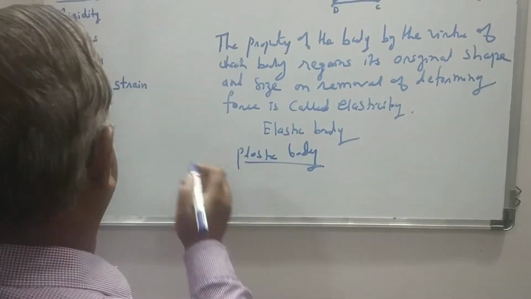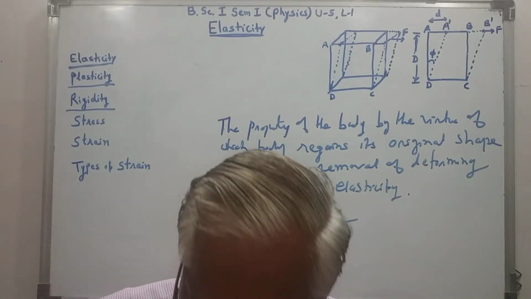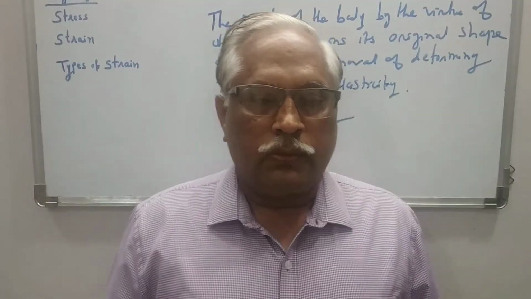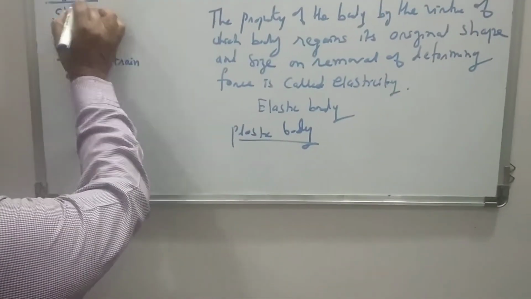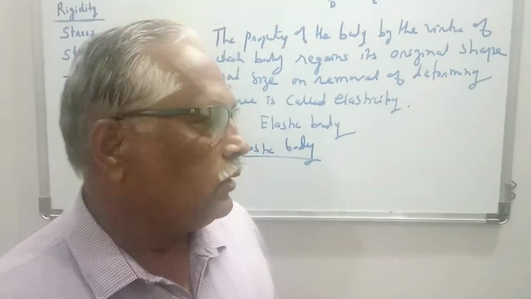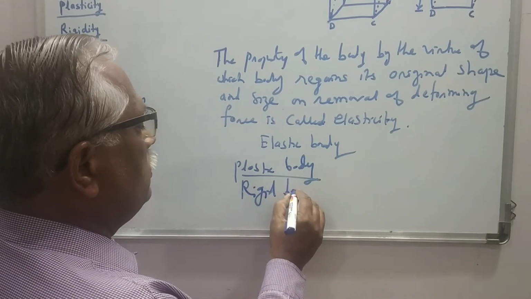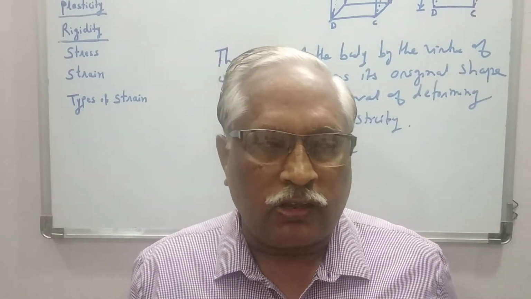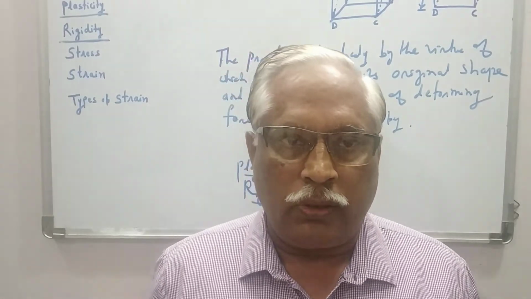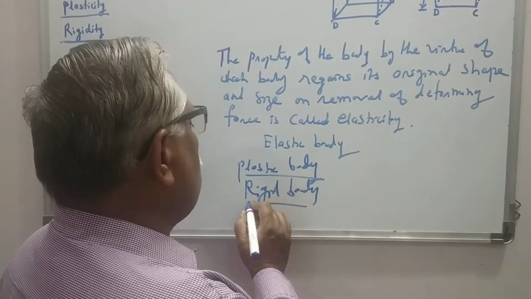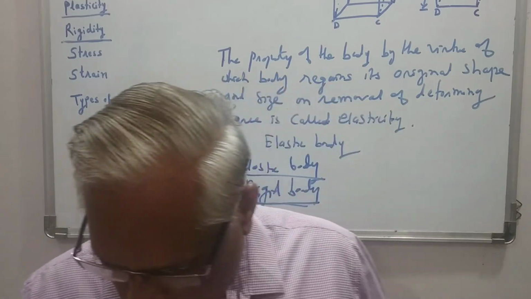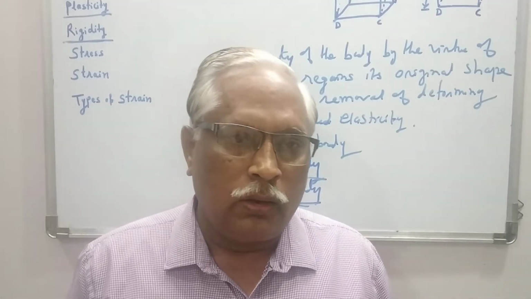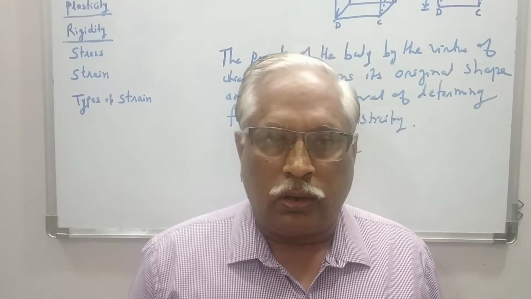Now let us discuss the concept of rigidity. If there is no change in shape or size of the body when external force is applied, then such a property of the body is called rigidity. And the body which possesses this property is called a rigid body. Perfectly elastic, perfectly plastic, or perfectly rigid bodies do not exist in nature.